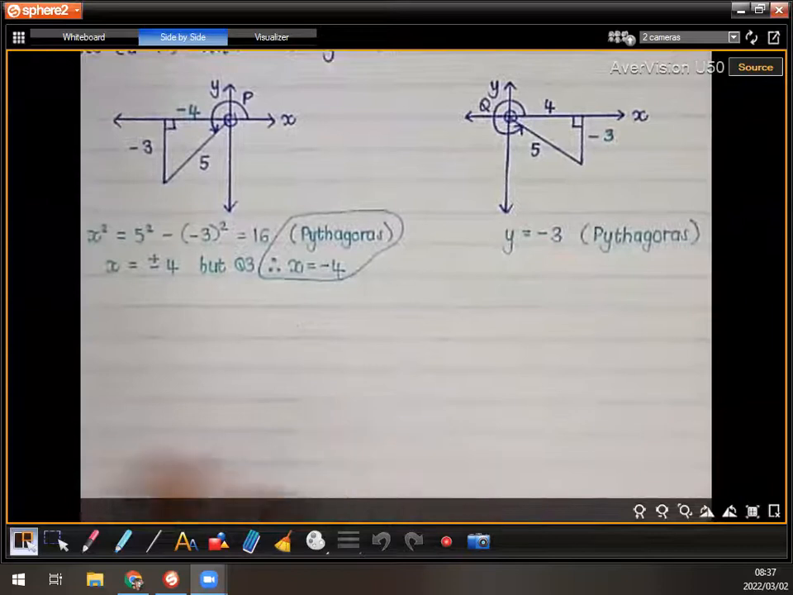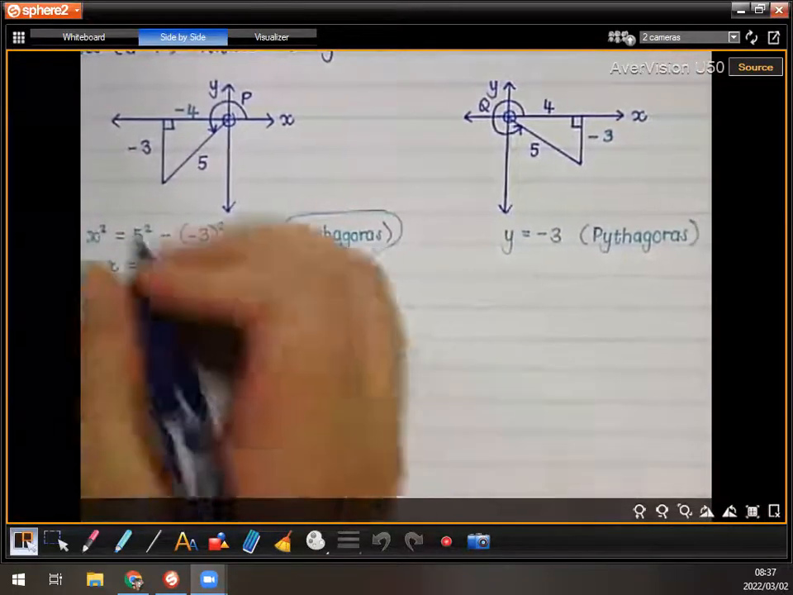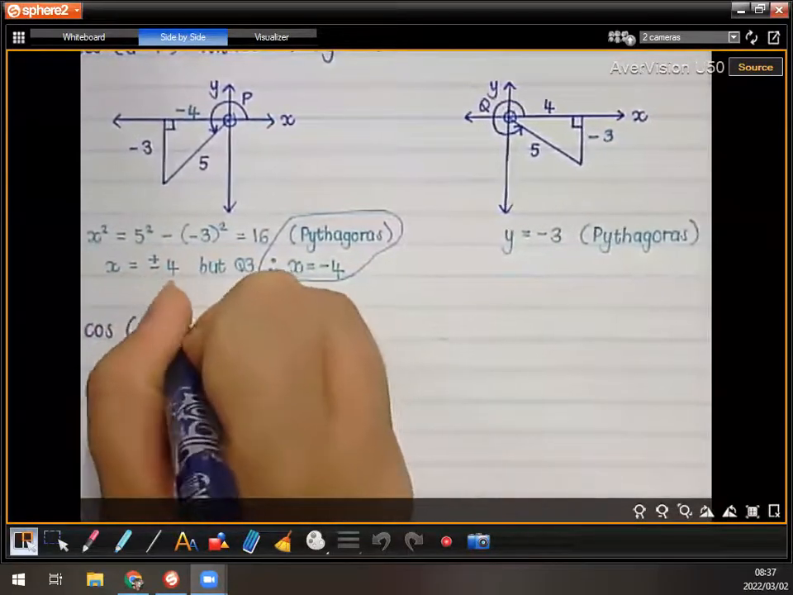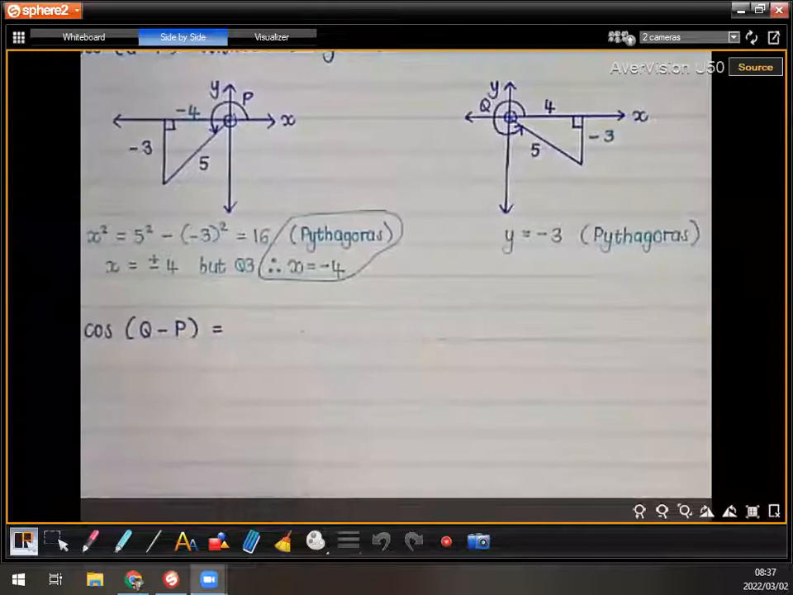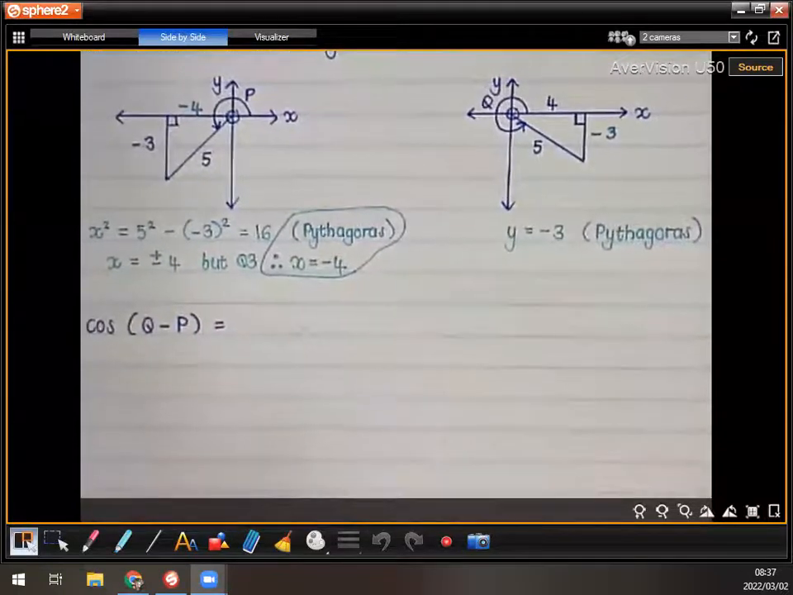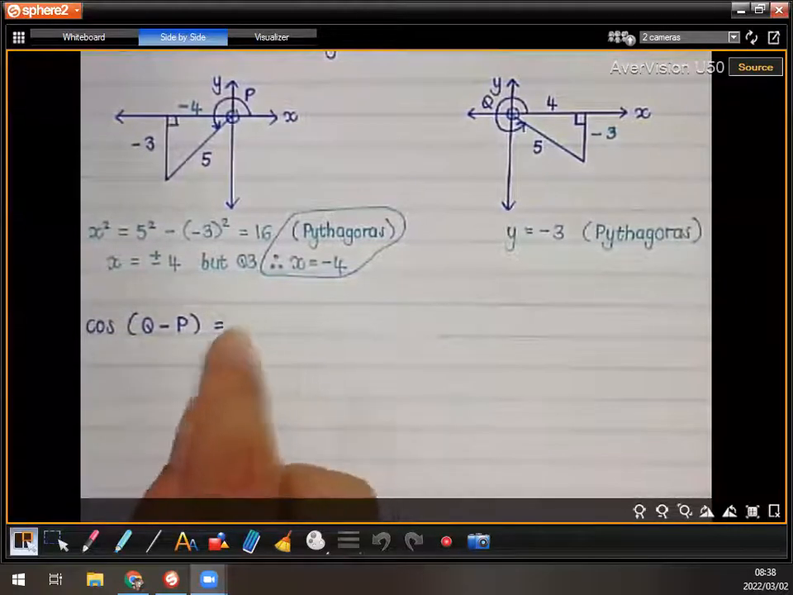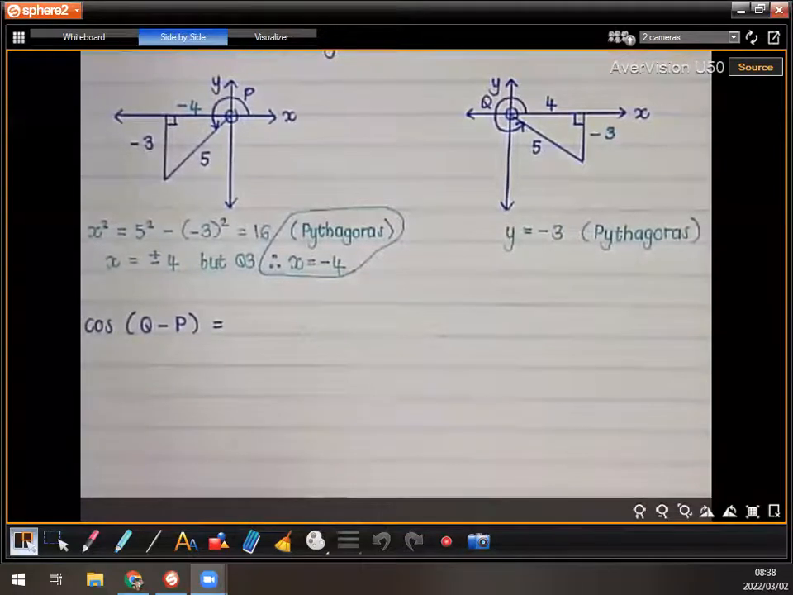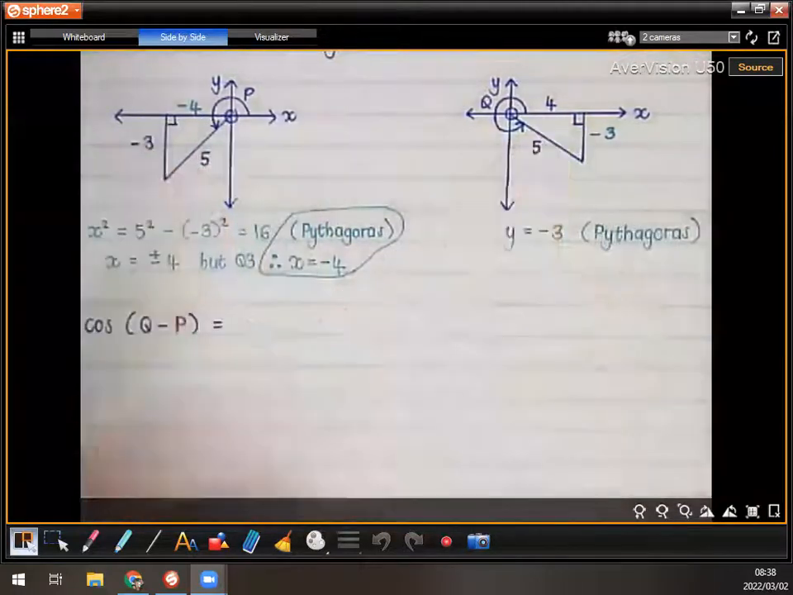Okay, so now we can finally start answering this question. The question is asking us to determine cos of q minus p without using a calculator. Now guys, I've said this before, but I'm going to say it again. If it says without the use of a calculator, can I find the values of angles q and p? Can I find those actual sizes? No. So I can't just put in an angle here and then another angle and then work it out. Okay? I'm going to have to use my triangle.